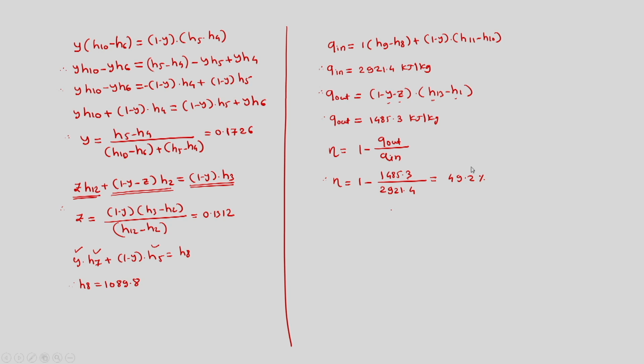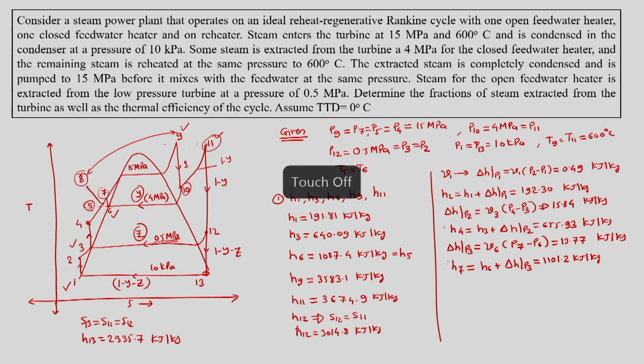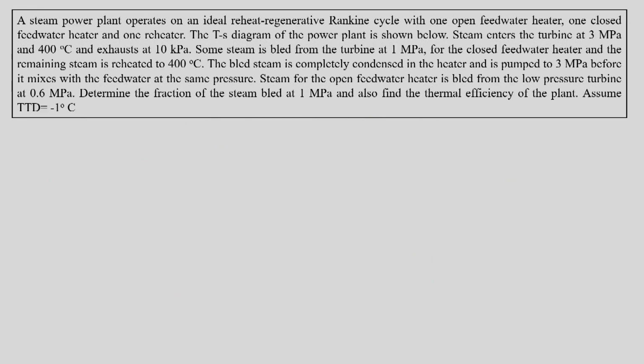So, this is what we were trying to calculate. Here we used the concept of TTD, where we made use of the steam table to find out H5. It is not necessary that we have to use the steam table; we can as well use the water table to find out the enthalpy at 5. We will move to the next example.